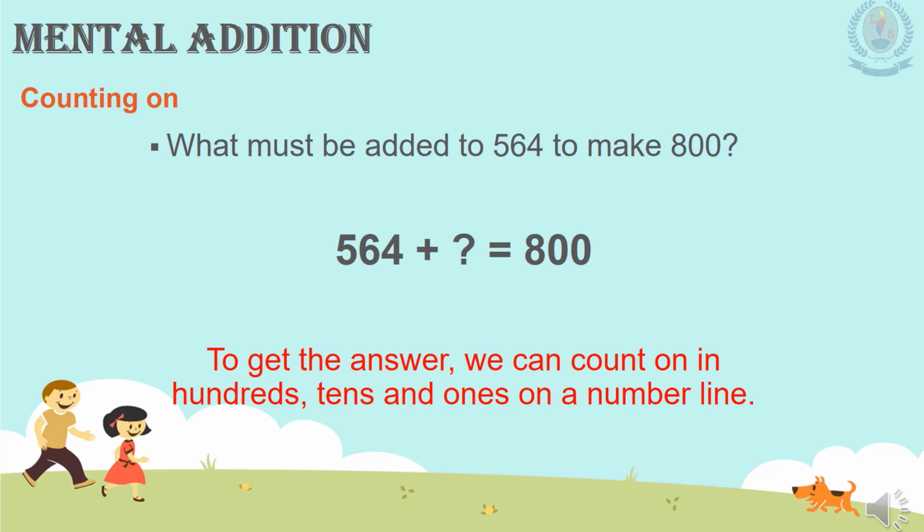It is mental addition. When we add numbers mentally, we have to find a quick way of adding the numbers in our minds. Let's look at the example. Read the example first. What must be added to 564 to make 800? To get the answer, we have to count on in hundreds, tens and ones on a number line.